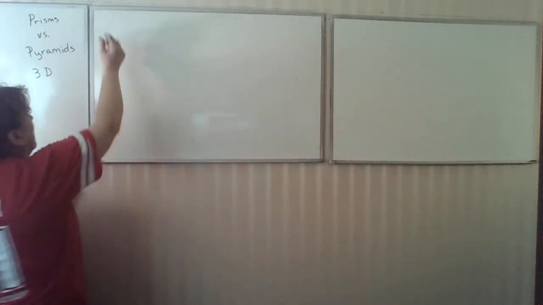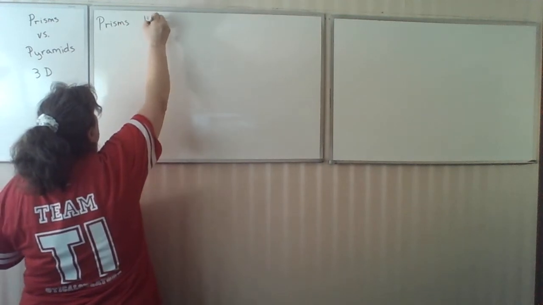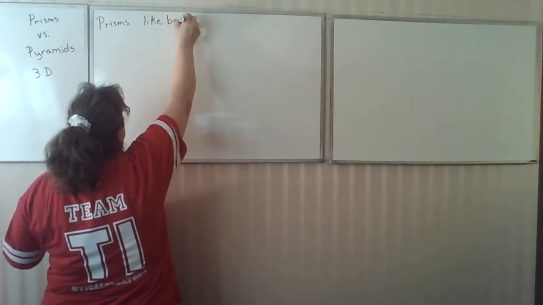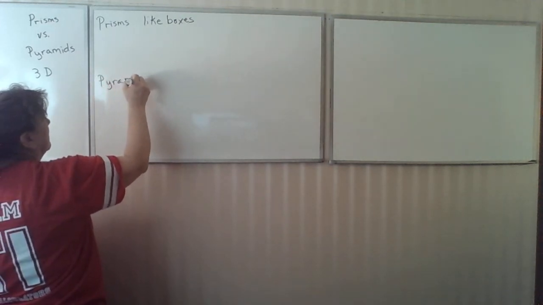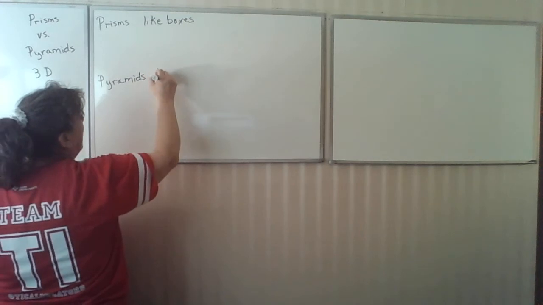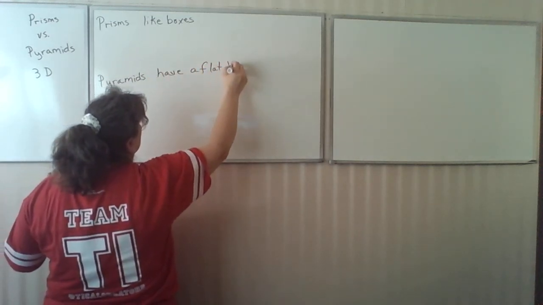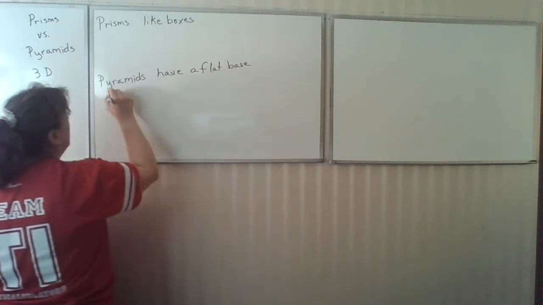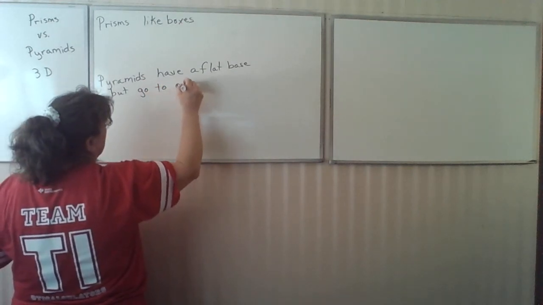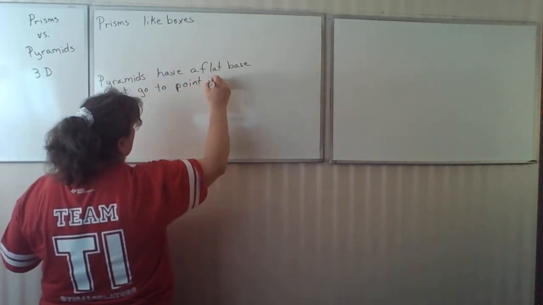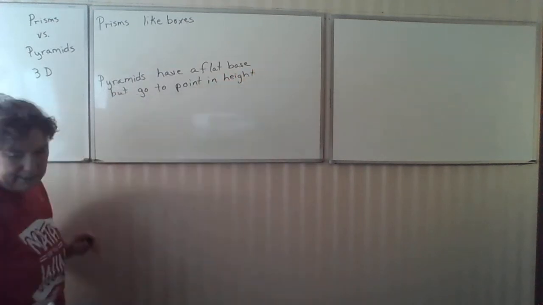Prisms are like boxes. Pyramids have a flat base, but go to a point in height. So they're very different from each other as far as how they relate.